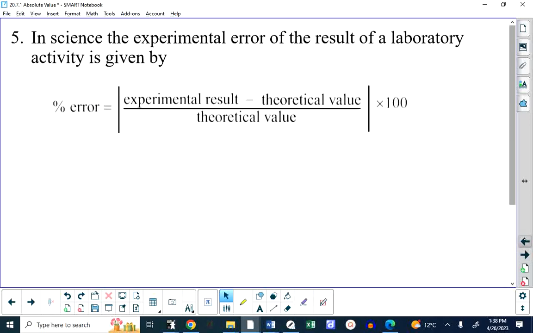Number 5, in science, experimental error in a lab activity is given by this formula. And who was in my, I know I should know this, but lately time to me is just this thing that spans years sometimes in my head, and it's only been a few months. Put up your hand if you've taken Physics 20 with me this year. Right now I remember you guys. Okay, good. So in physics, we did not have these.